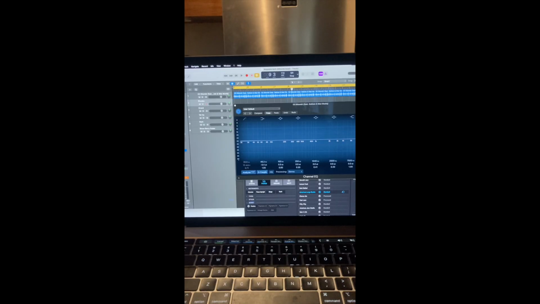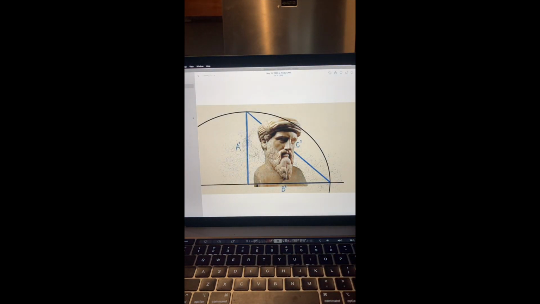Okay, we're here at Logic. Quick history lesson, it'll put it all in context for you. This is my man Pythagoras. Not only is Pythagoras famous for the Pythagorean theorem, a squared plus b squared equals c squared, but he's also famous for coming up with our first major scale, do, re, mi, fa, so.